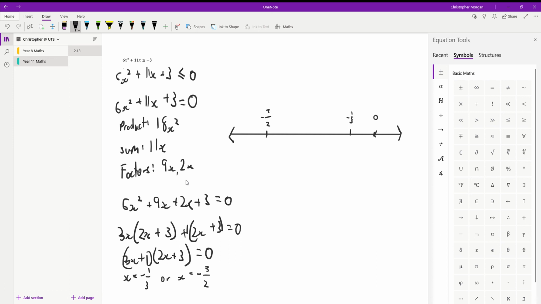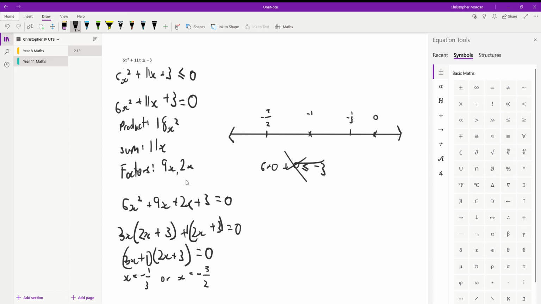Alright, let's have a look at our top equation right there. We have 6 times 0 plus 11 times 0, is that less than or equal to -3? Well, is 0 less than negative 3? No. So we're not going to use that one right there. Okay, we will check a solution inside. So inside that we could go negative 2/3. That will give us a solution. We could also do negative 1.